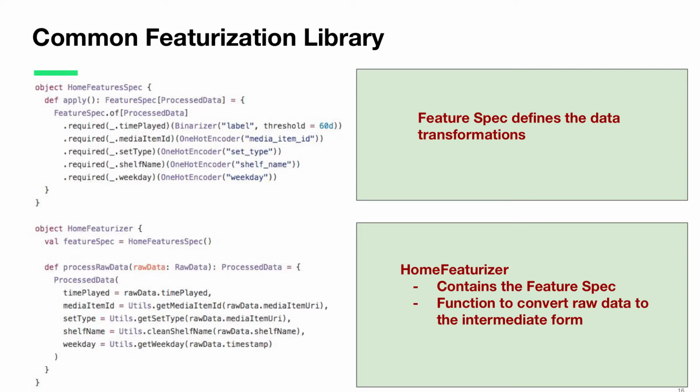The other transformations are all just going to be one hot encoder, which we use for the media item ID, the set type, shelf name, and weekday. So the first part is just defining your feature spec on this process data case class. Next, we have this home featurizer object, which contains the above feature spec, as well as a utility function that takes your raw data and converts it into the process data.